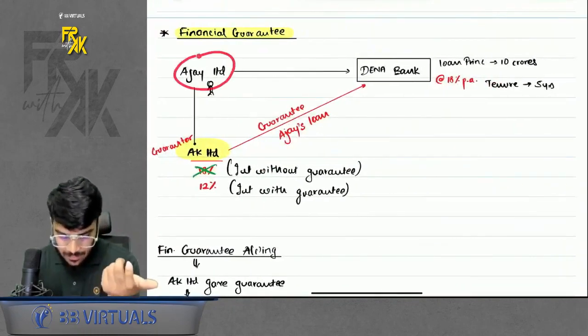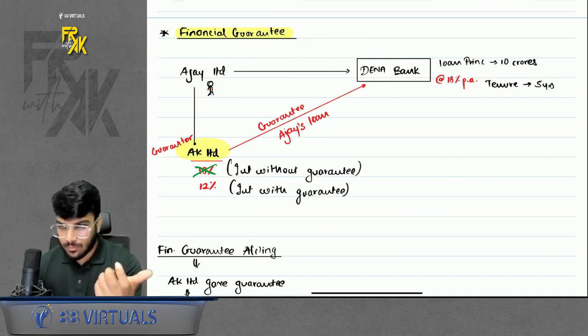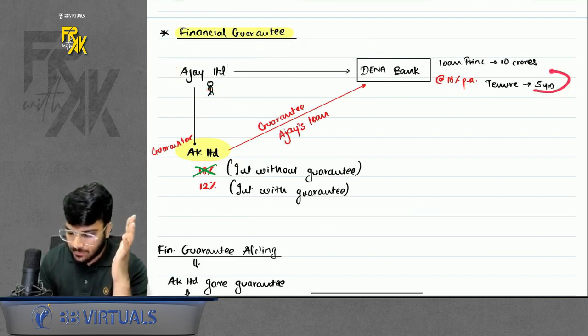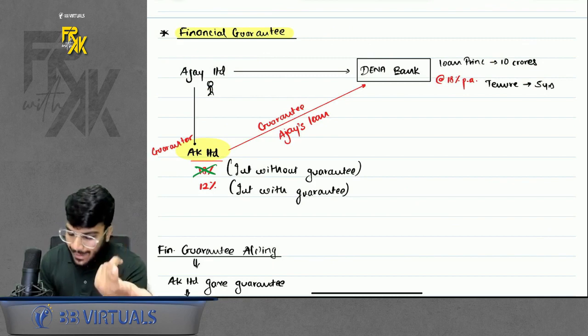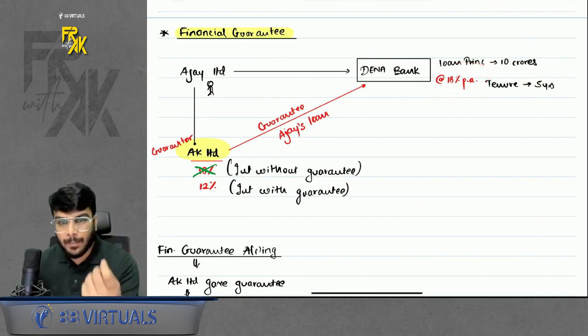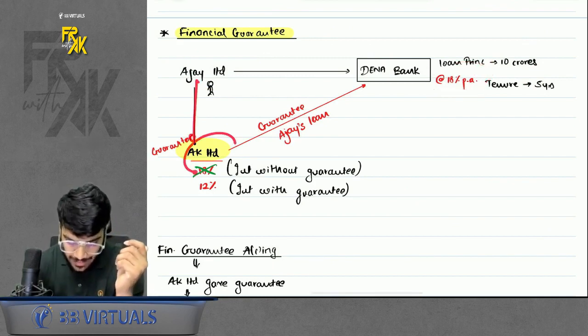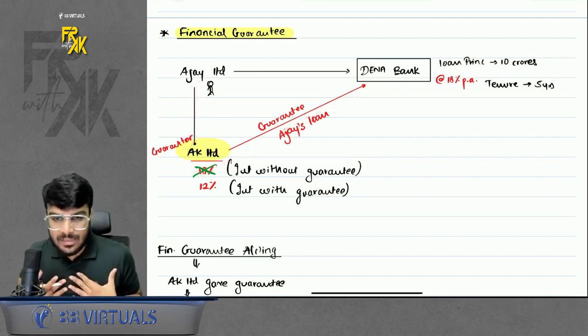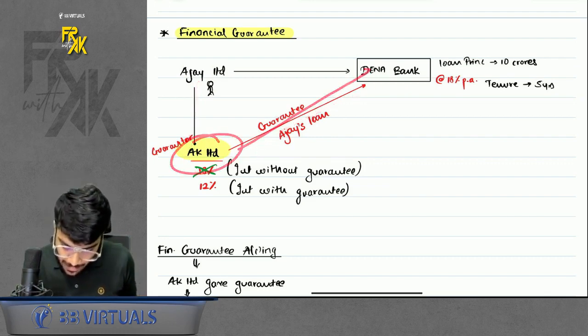Just see, for example, Ajay went to Dena Bank for taking a loan. The tenure of the loan he asked for was 5 years, and the loan value was 10 CR. The bank charged him 18%. But as soon as Ajay gave my guarantee, I came to the rescue for Ajay. I told the bank that I am giving a guarantee for Ajay's loan.